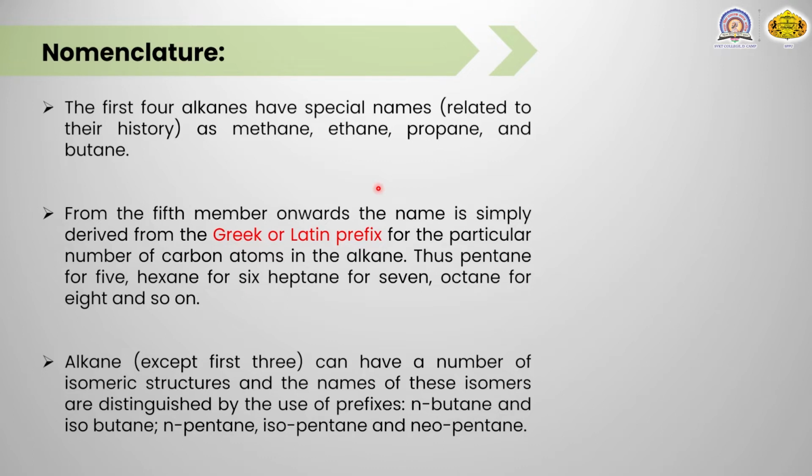If there is one carbon present in the compound, the name is methane. If the number of carbons is 2, then it's ethane. If the number of carbons is 3, then it's propane, and if the number of carbons is 4, then the name given is butane. From the 5th onwards, the name is pentane for 5 carbons, hexane for 6, heptane for 7, octane for 8, nonane for 9, decane for 10. Alkanes can have a number of isomeric structures, and the names of these isomers are distinguished by the use of prefixes such as n-butane, isobutane, n-pentane, isopentane and neopentane. We will see this by an example.